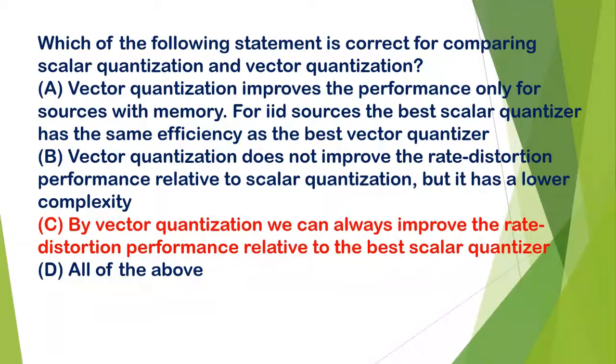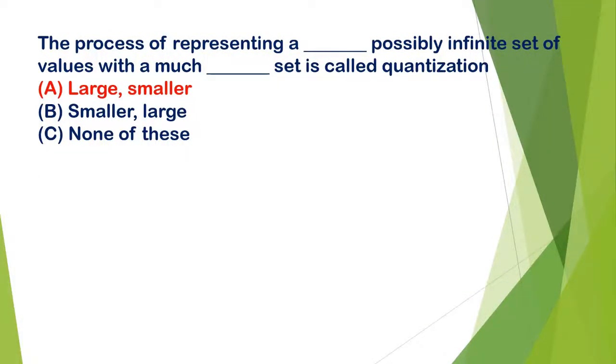And the correct option is C. The process of representing a possibly infinite set of values with a much smaller set is called quantization. A. Large, smaller. B. Smaller, large. C. None of these. And the correct option is A.